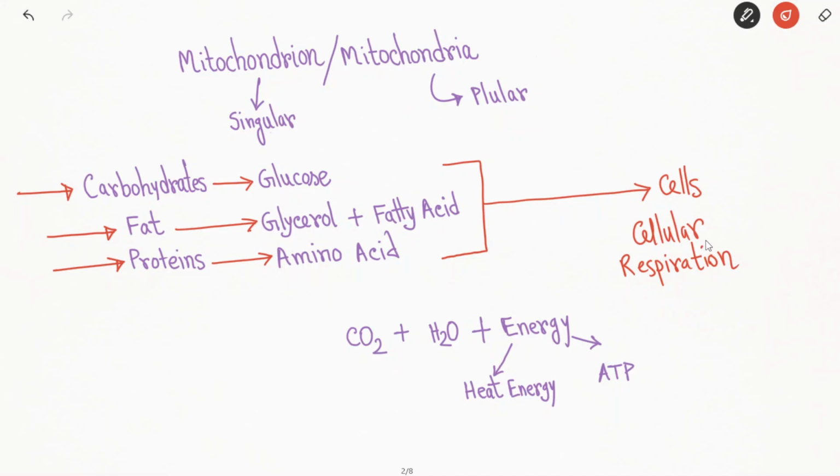This cellular respiration can be completed in presence of oxygen or in absence of oxygen. If this process happens in presence or with the help of oxygen, we will call it aerobic respiration, and if it happens in absence of oxygen, then we will call it anaerobic respiration.